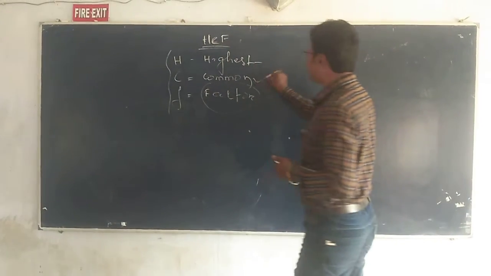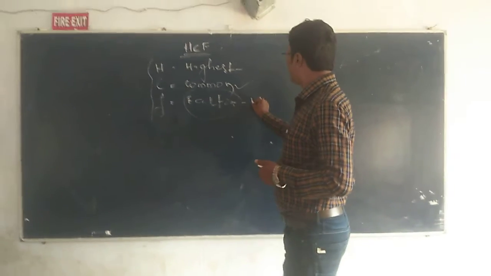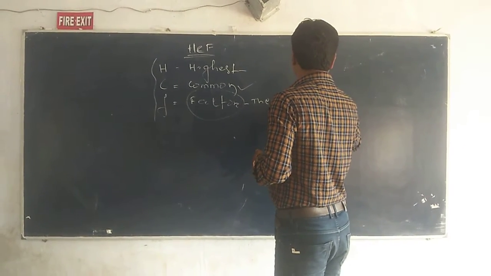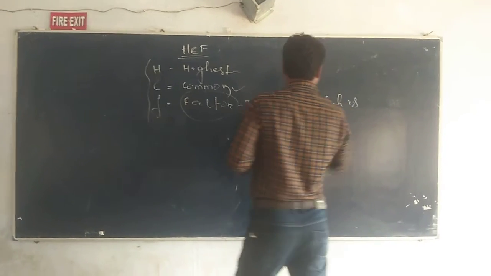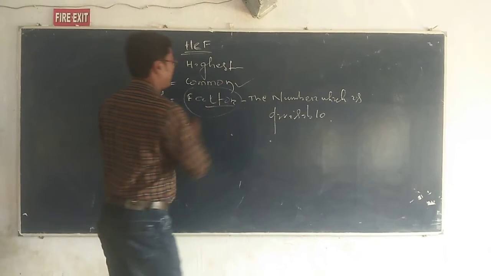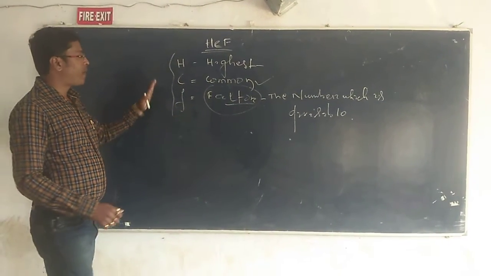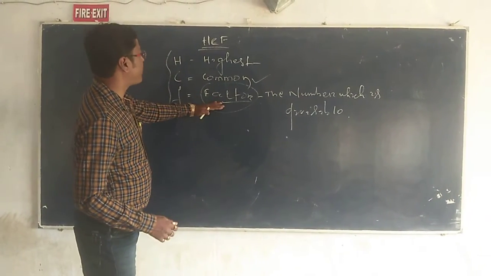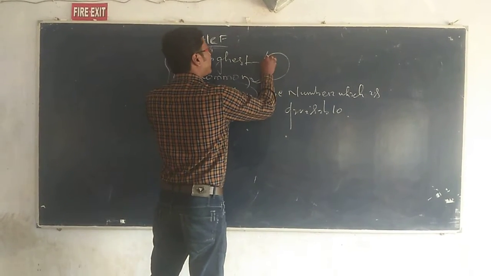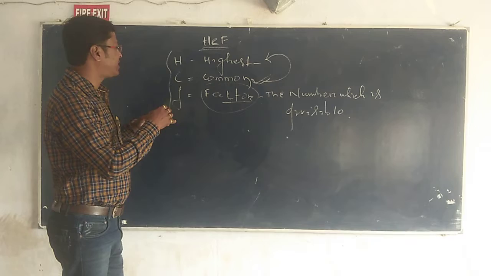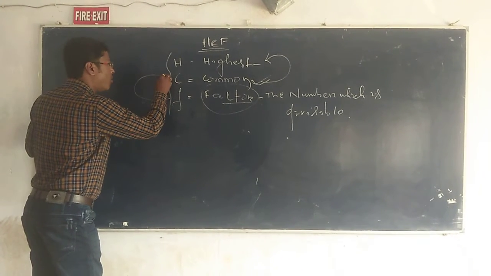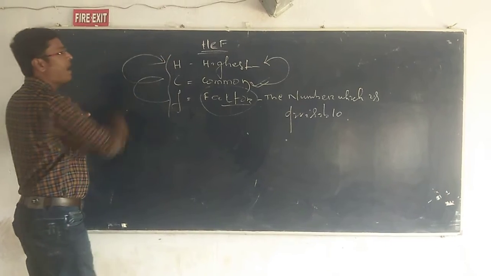Highest you know, common you know, but factor in the sense what? The number which is divisible, that is your factor. So how do we find the factor? And from these factors, we have to take the common ones. Then from the common ones, we have to take the highest one. So step by step, first we consider the factors, then come to the common, then come to the highest.